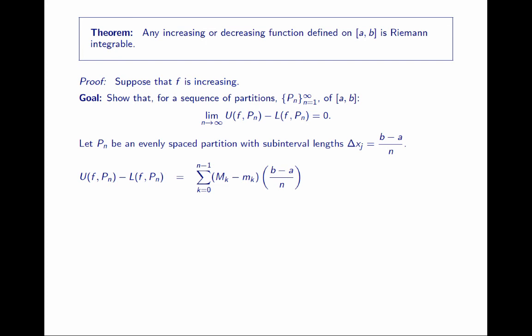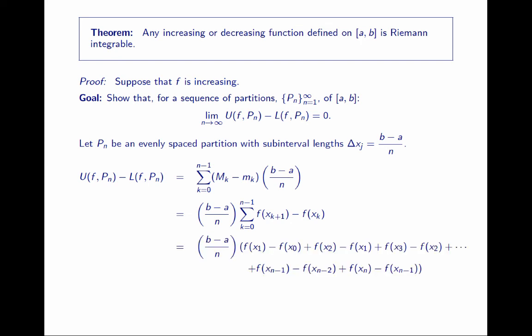Then the difference of my upper and lower sum is the supremum minus the infimum over each subinterval times my subinterval length, which is the same for each subinterval. Because it's the same, we can factor it out. And because my function is increasing, the supremum must occur on the right, f of xk plus 1. The infimum must occur on the left of the subinterval, f of xk.